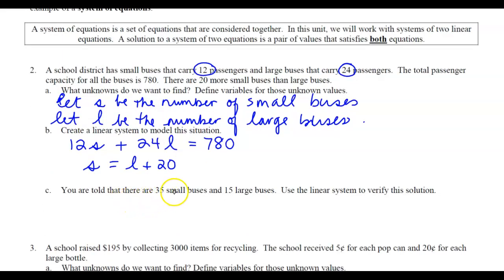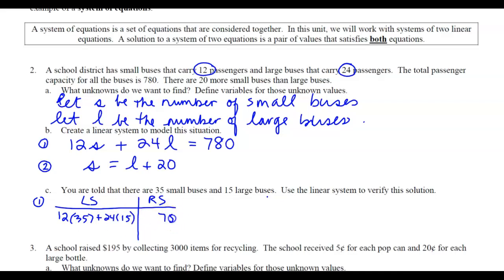Then you're told that there are 35 small buses and 15 large buses. Use the system to verify. So we have to check in both equations. So I'm going to call that equation 1 and that equation 2. And I always set it up as what I call a T-chart to keep the equations, the left side and right side, separate, because we don't know for sure if it works. So 35 small buses and 15 large. The right side says 780. So now we multiply 12 times 35.